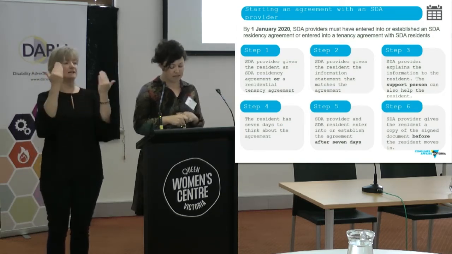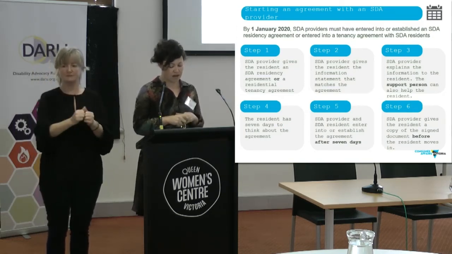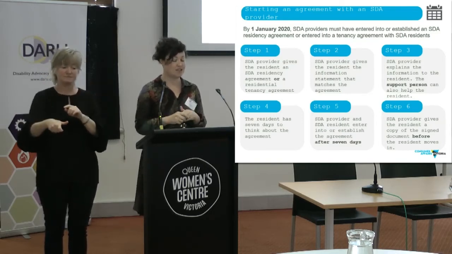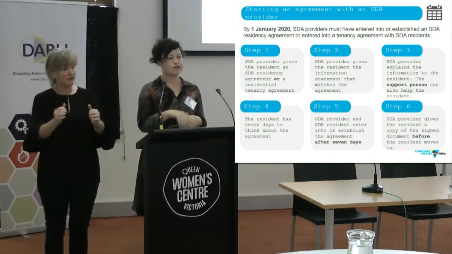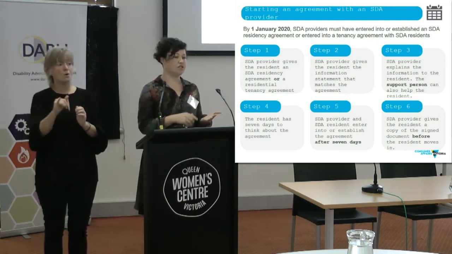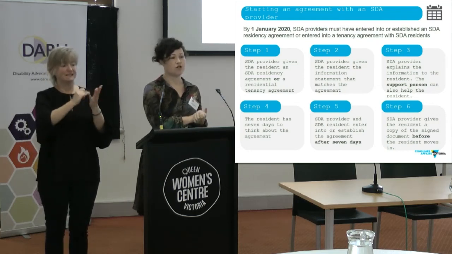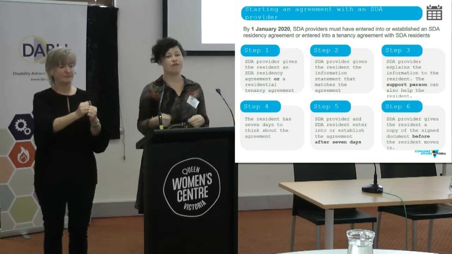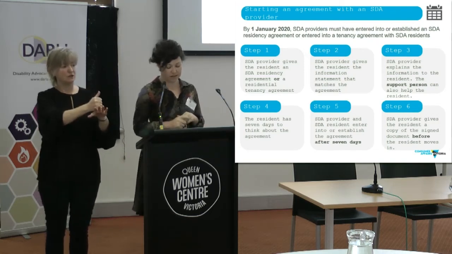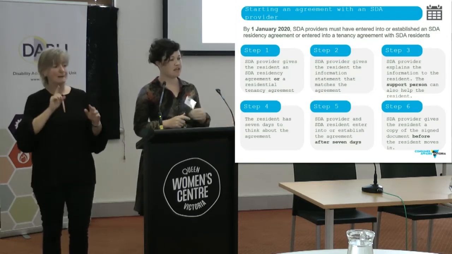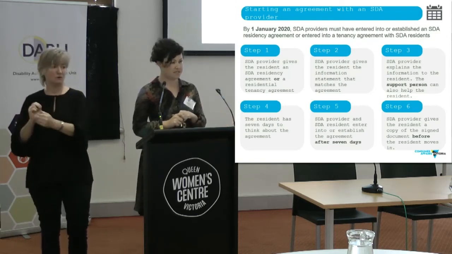The next step is the SDA provider and the SDA resident. If the SDA resident agrees to the agreement, they enter into where they both sign the document or establish the SDA residency agreement. So the establishing is only for the SDA residency agreement. If it's a tenancy, they both need to sign. The SDA provider then gives a copy of the agreement to the SDA resident and keeps a copy for themselves.